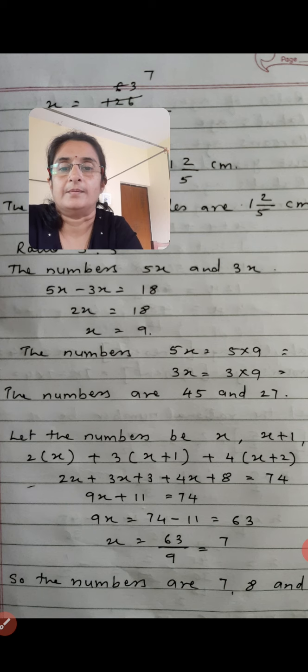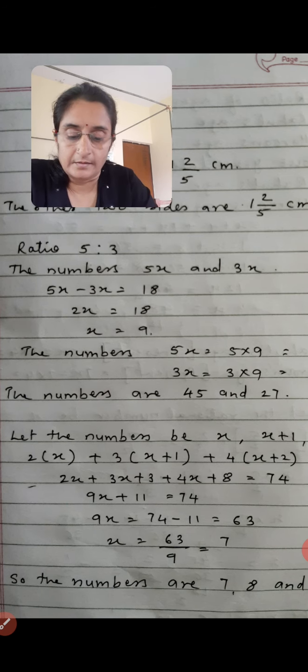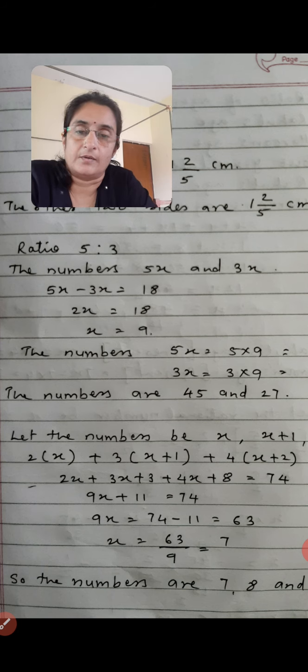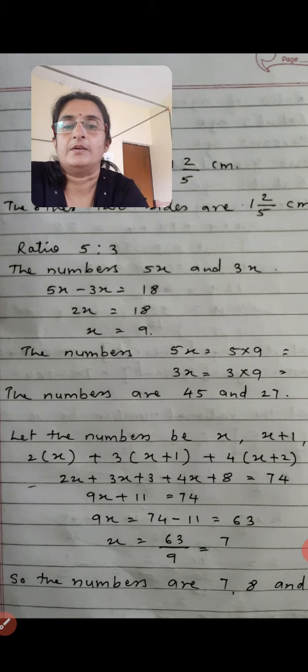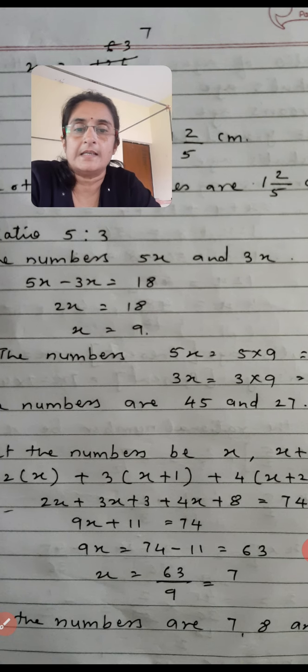In the fifth sum, the numbers are in the ratio of 5:3. If they differ by 18, what are the numbers? Here two numbers are there. The numbers are not told, but their ratio is 5:3. And the difference between these two numbers is 18.